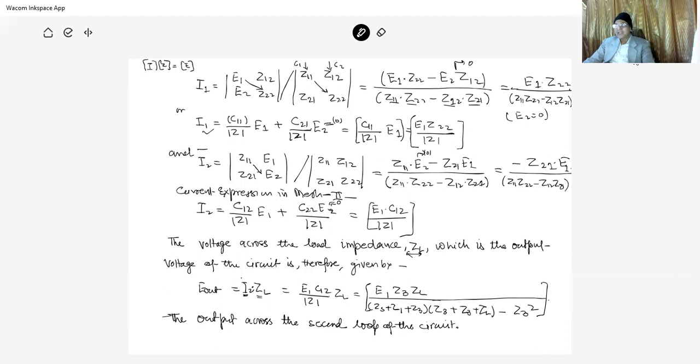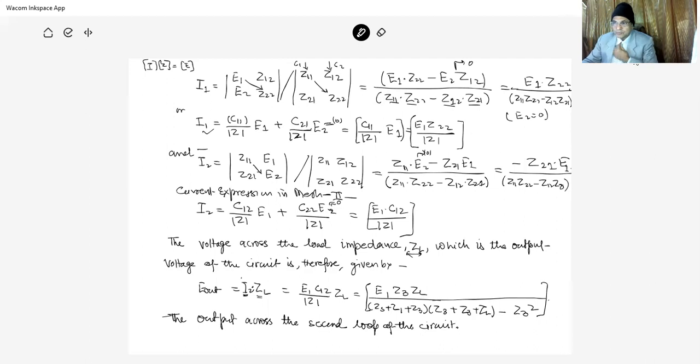So what is the advantage? The advantage is we can write the current equations I1 and I2 using Cramer's rule, and then after the evaluation of the currents in the meshes, we can have the voltage across the load impedance ZL, the output voltage.